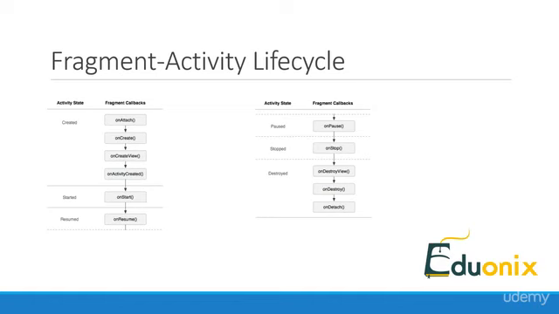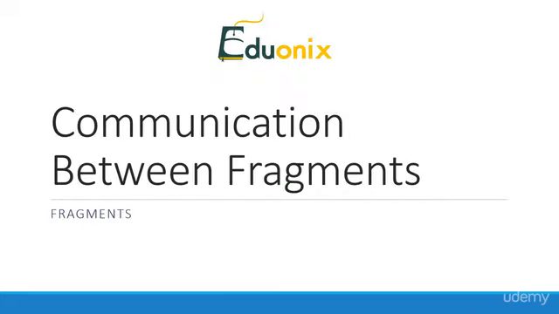In many cases, we may have more than one fragment in one activity, and it could be important for communication to occur between those two fragments. Let's take a look at how these fragments can communicate between each other. In this section, we will take a look at how it is possible to communicate between different fragments within the same activity. In addition, how to communicate between the host activity and its children fragments.